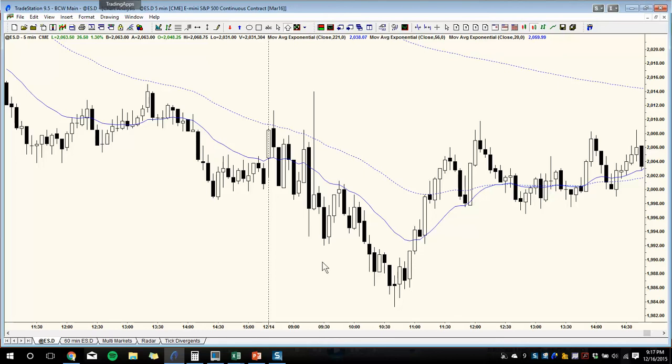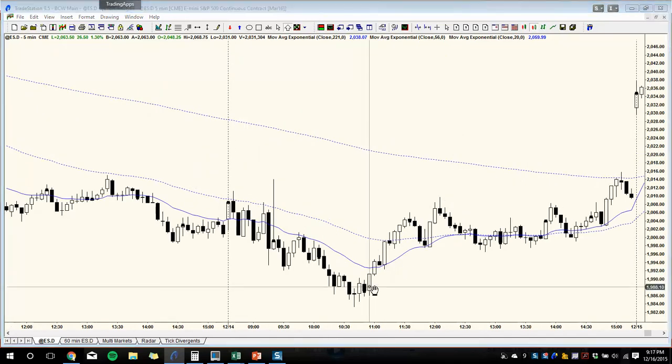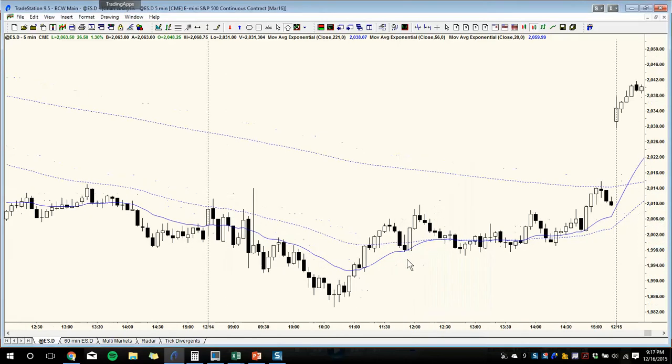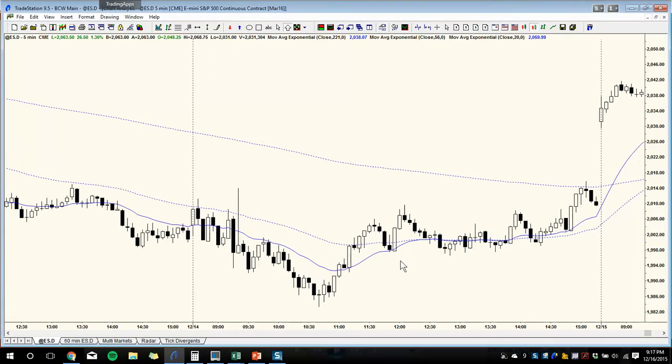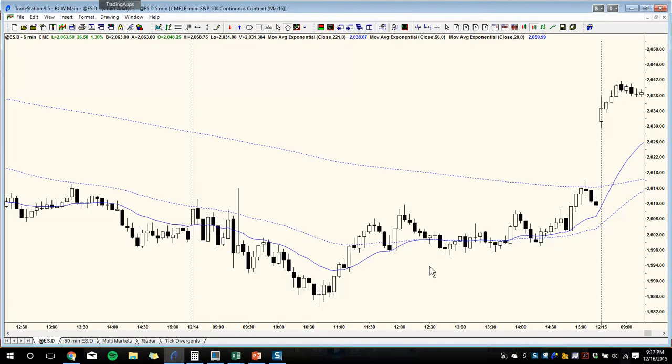So, kind of just gathering my thoughts for a minute. If you were maybe buy here, you buy this close, stop below, and go for twice the risk. Or you wait for a trend line break and a retest and you get out below here. This is a lot of trading range price action, so it's hard to swing.